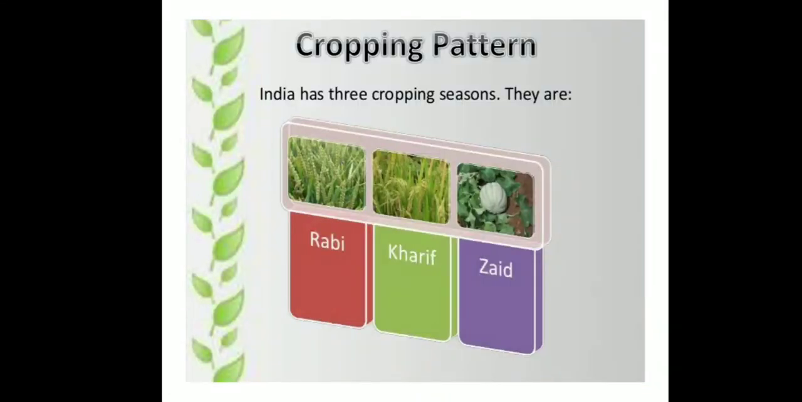Good morning, students. Today, in our social science class, we are going to continue our second chapter of geography, agriculture. Today, we are going to start with cropping patterns. Children, India has three cropping seasons. They are Rabi, Kharif, and Zaid. That means in our country, crops are grown according to the season.